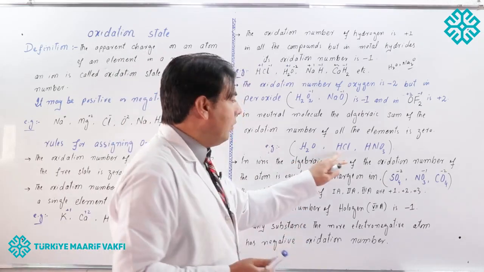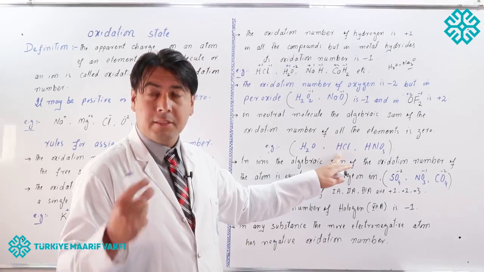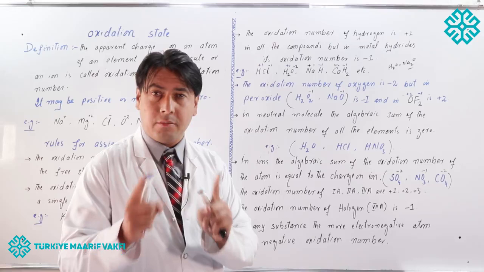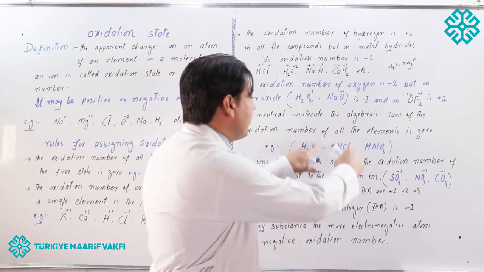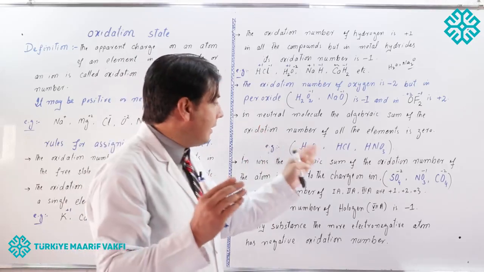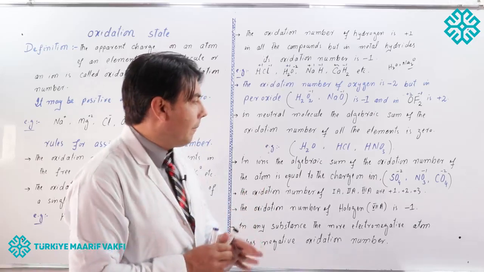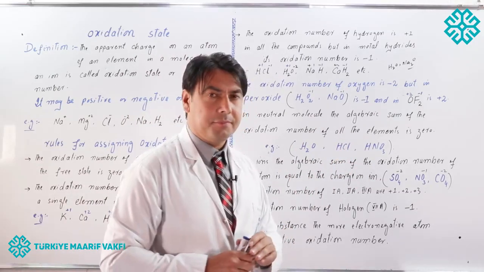HCl. We know the oxidation number of hydrogen is +1 and the oxidation number of chlorine is -1. So +1 -1 is equal to 0. So this is a neutral molecule, because when we add +1 -1 it is 0. Look at nitric acid.